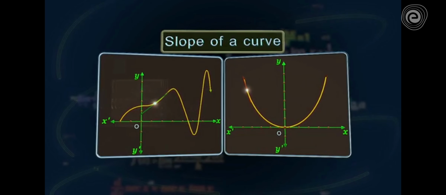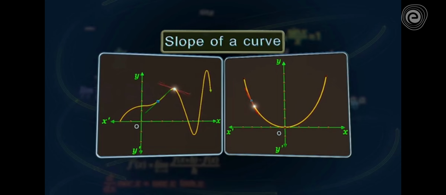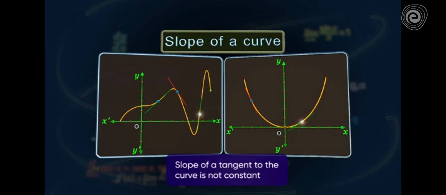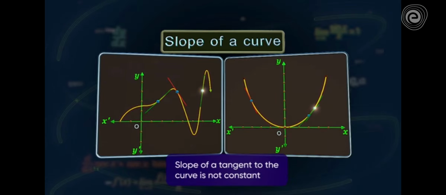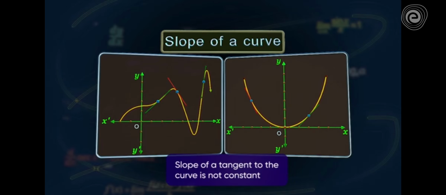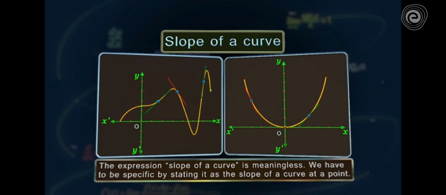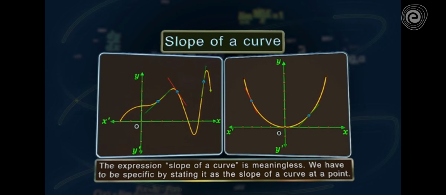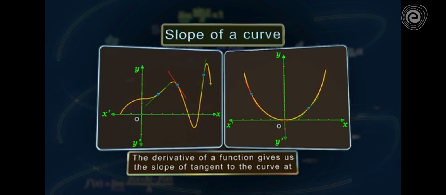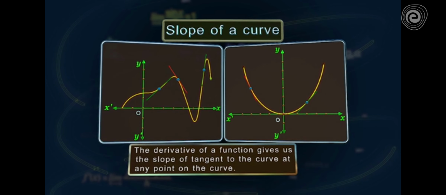Now let us understand the idea of the slope of a curve. The slope of a curve at a point is nothing but the slope of the tangent to the curve at that point. We observe that the slope of the tangent to the curve is not constant. It keeps changing at every point along the curve. Thus, the expression slope of a curve is meaningless, and we have to be specific by stating it as the slope of a curve at a point. Once again, this is possible by finding the derivative. The derivative of a function gives us the slope of the tangent to the curve at any point on the curve.